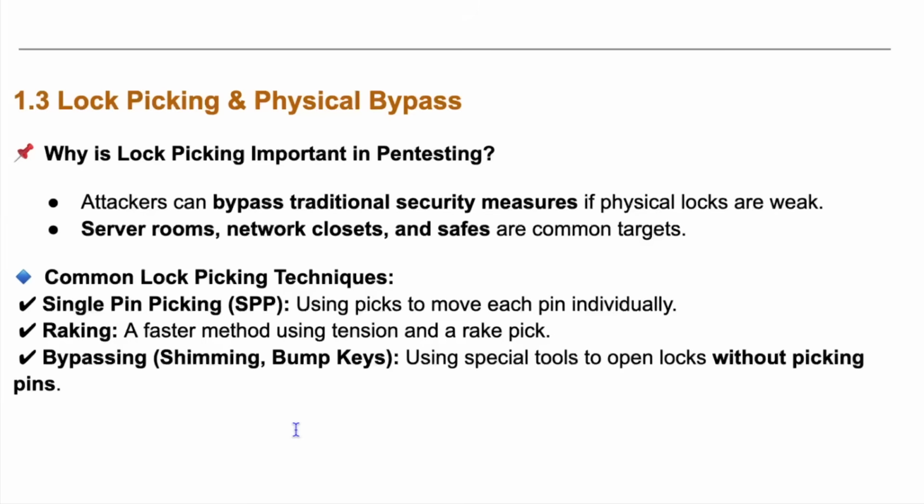Physical bypasses just fall under lockpicking. So in pen testing, attackers can bypass traditional security measures if physical locks are weak, and server rooms, network closets, and safes are common targets in these environments, because either the door to the room is using a traditional lock, or the web server is enclosed in a physical case. That specific case has a lock on it that is a traditional lock.